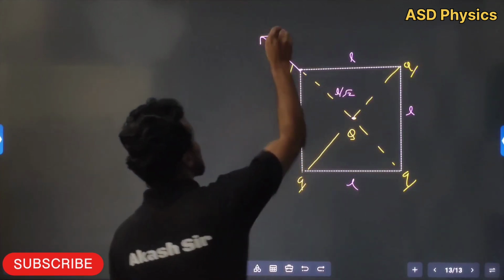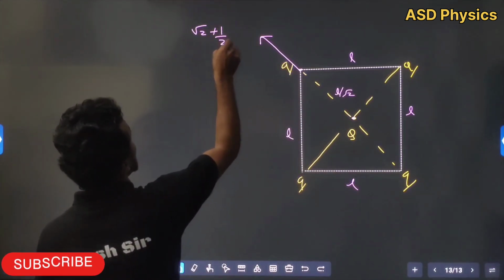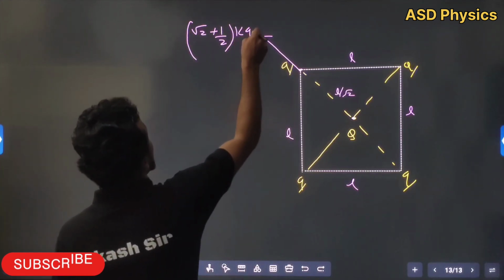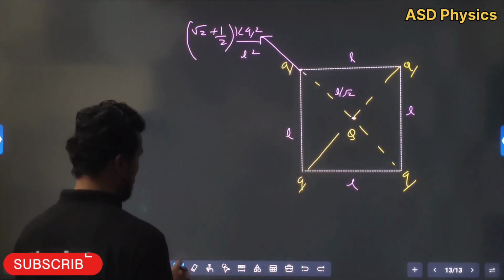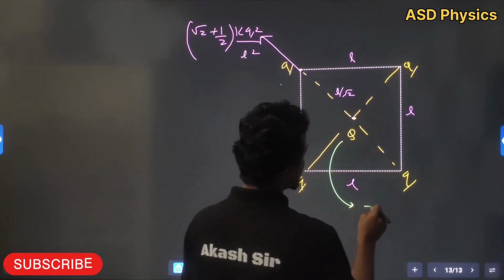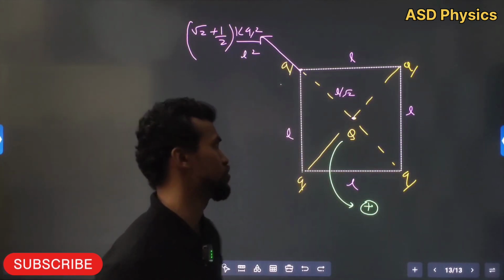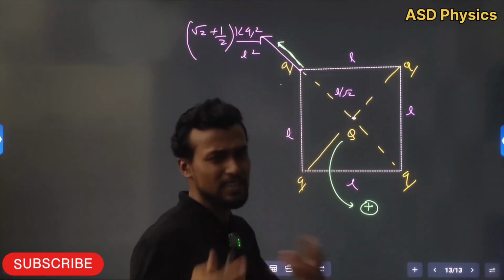And you know very well the force on this small q due to the rest of the 3 charges, in this direction, and the value was, if you remember, (√2 + 1)/2 times kq² by L². Now, if I take the force between small q and capital Q, again I am considering that this capital Q is positive. Let's take the force in this direction. I am just considering simply.